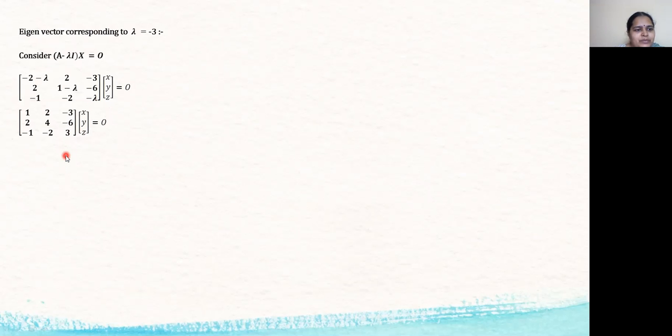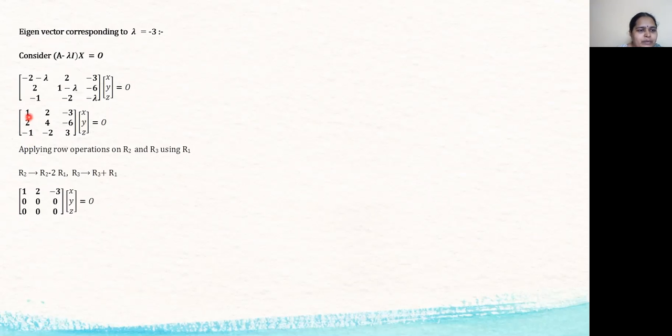Now we perform row operations on each row and make these two elements 0, and this y minus 1 also we make 0, by performing row operations on R2 and R3 using R1. On R2 we perform R2 minus 2R1, and on R3 we perform R3 plus R1, and then those two elements will become 0. Then 1, 2, minus 3 remains as it is, and this row becomes 2 minus 2 is 0, 4 minus 4 is 0, minus 6 plus 6 becomes 0. So the second row becomes 0.